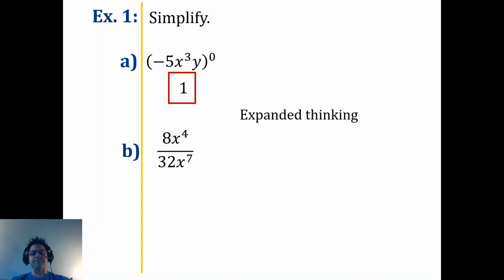The expanded thinking. Some students may prefer it this way, to write out all of your x's. Then you would just perform normal division. The normal division, again, was from elementary. Anything divided by itself is automatically a 1. So technically, you would just be able to cross off a bunch of x's.